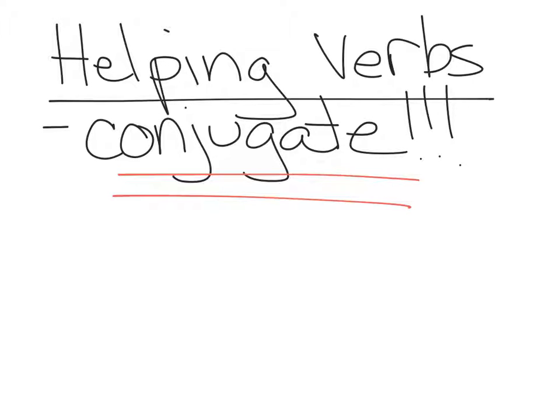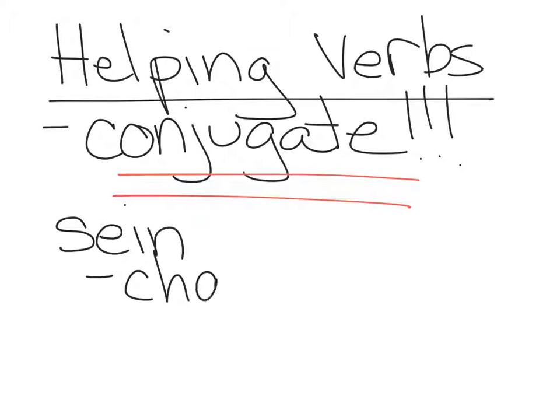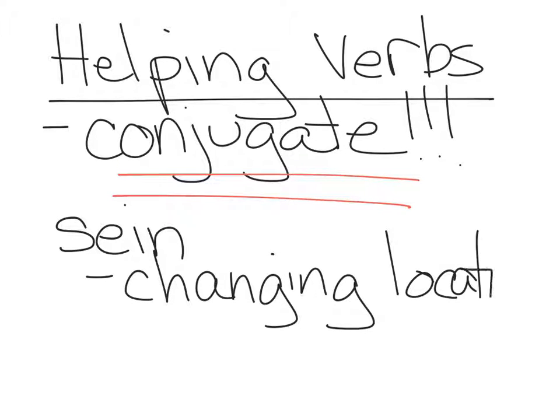All right. So option one was sein. We're going to go through how to know when to use sein, and then we'll go through haben, when to use haben. Okay, so sein. You use sein as your helping verb if you are changing locations. Verbs like to go and to run, to drive, you're changing locations.